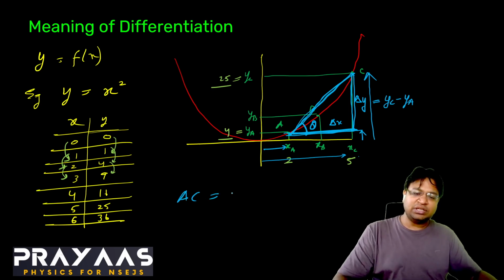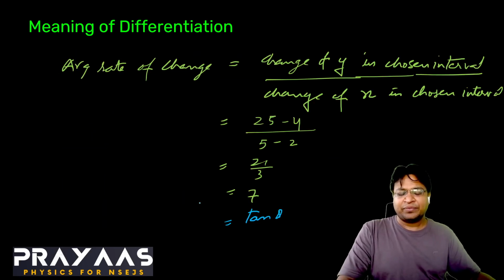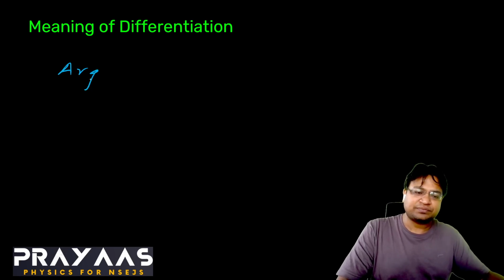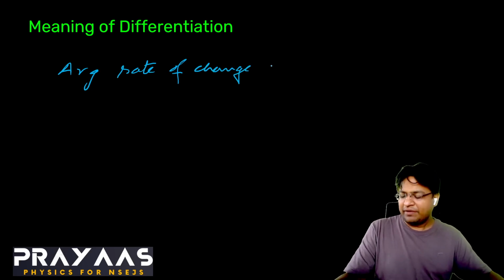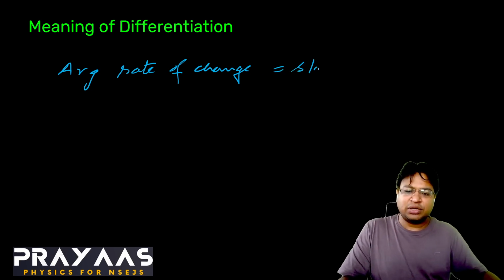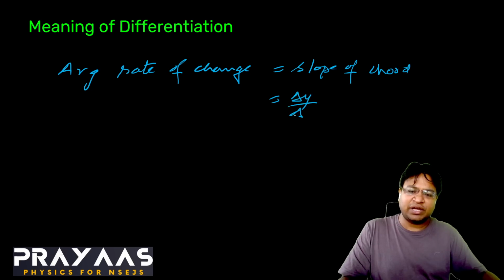So AC is called a chord. We can make a rule that average rate of change is equal to the slope of the chord, and this is delta y by delta x.